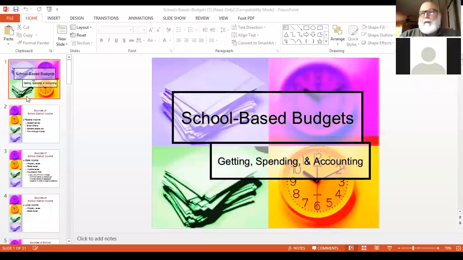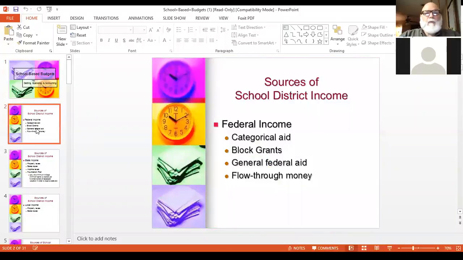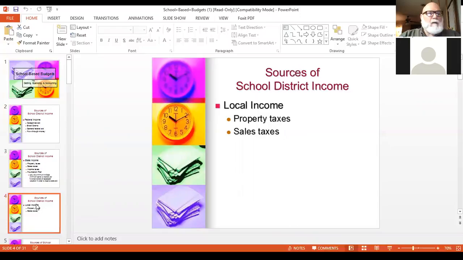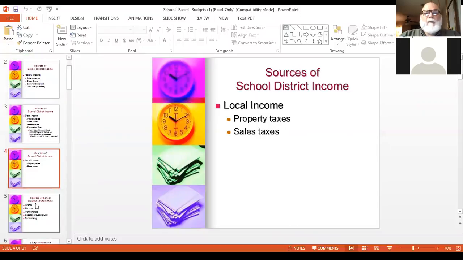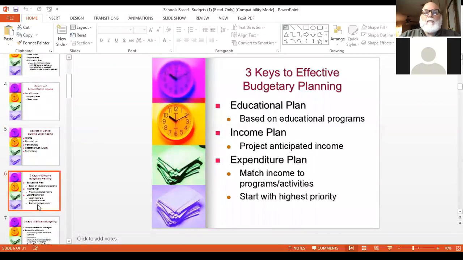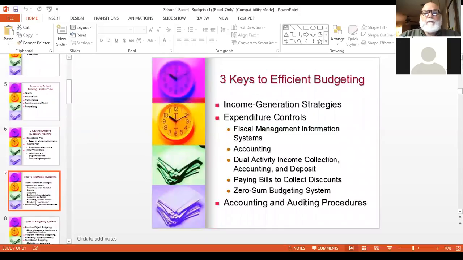Okay, share screen. I have a good PowerPoint on how to develop a school-based budget. It goes over the sources of where the money that goes into your budget comes from: the federal money, the state money, and local income, which comes from property taxes. Very little comes from sales tax. Mostly it comes from property taxes, both residential and corporate. But this is kind of a how-to for building your school budget.